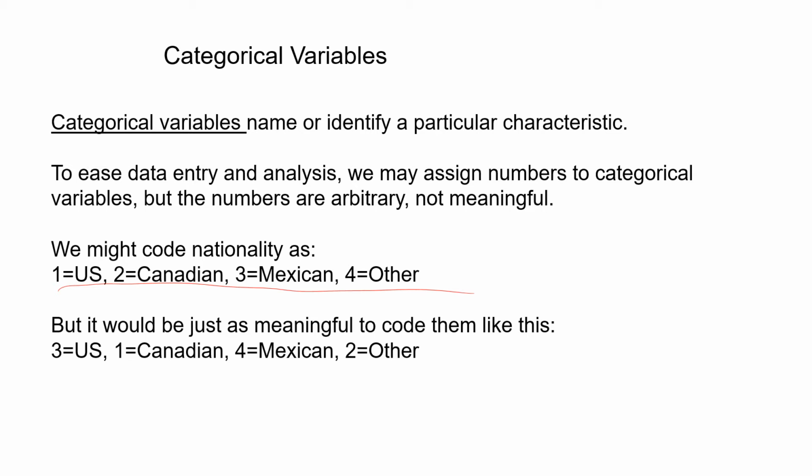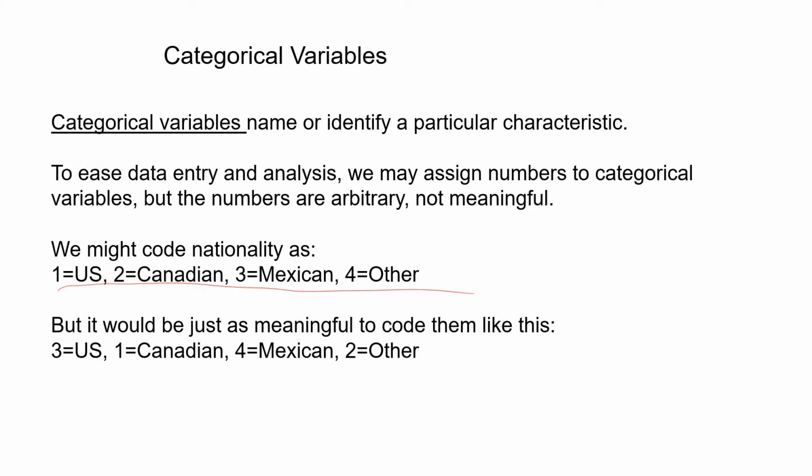3 could be US, 1 could be Canadian, 4 could be Mexican, 2 could be other. 1 doesn't mean greater than 2, 2 doesn't mean greater than 3, 4 isn't larger than 3. The numbers don't mean anything except as an identifier. So when we're talking about a categorical variable, we're talking about a variable that has names. You can't compare one to the other in terms of one being greater than the other or less than the other.